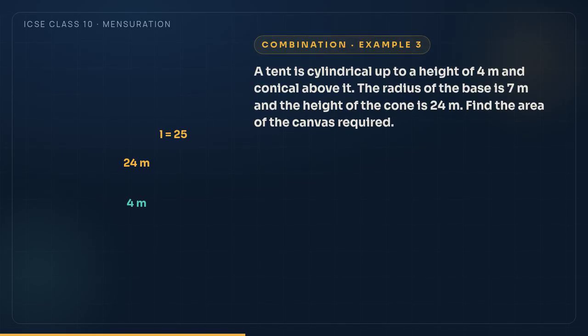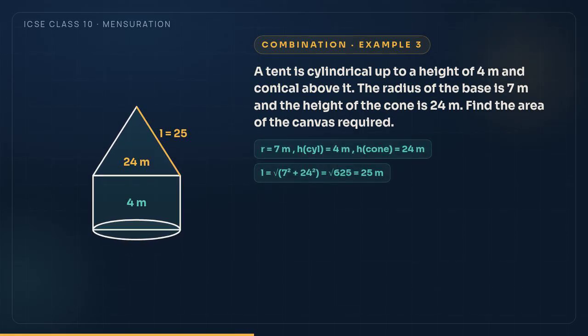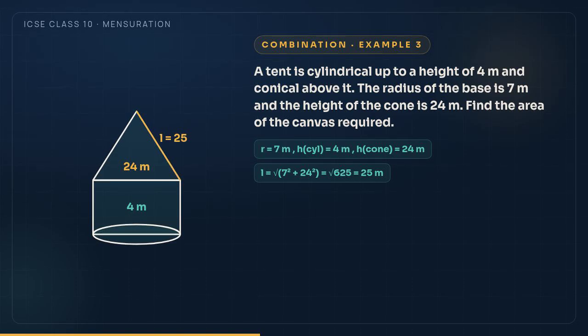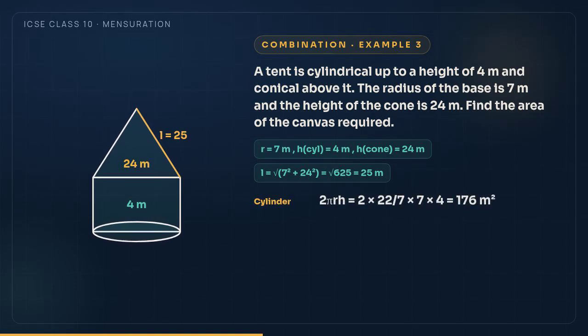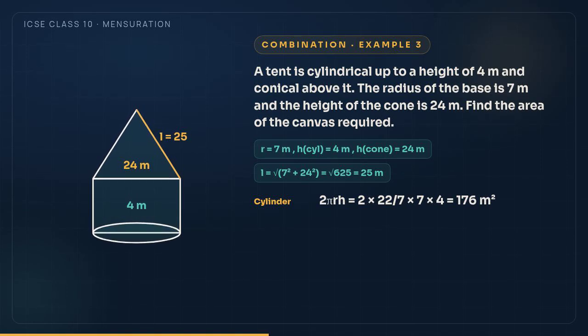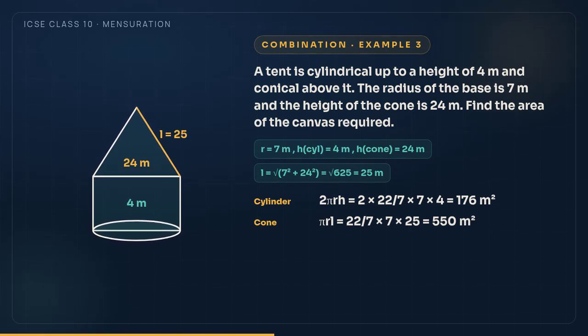Example 3. A tent is cylindrical up to a height of 4 meters and conical above it. The radius of the base is 7 meters, and the height of the conical part is 24 meters. Find the area of the canvas required. First, find the slant height. L equals root of 7 squared plus 24 squared. That is root 625, which is 25 meters.